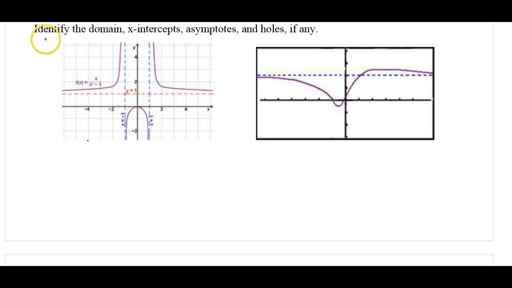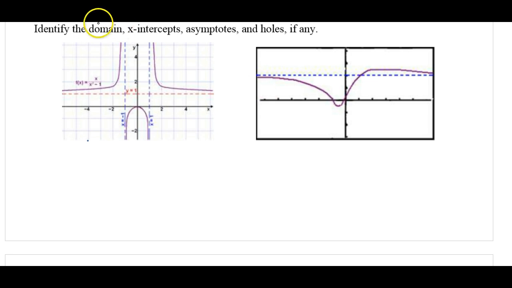Let's take a look at these two examples. I want to identify the domain of each of these functions, and then I want to find any x-intercepts, asymptotes, or holes in the graph. So there may or may not be x-intercepts, asymptotes, and holes. These are two separate rational functions, and even though they're both rational functions, they don't look too much alike. They can look very different from each other.